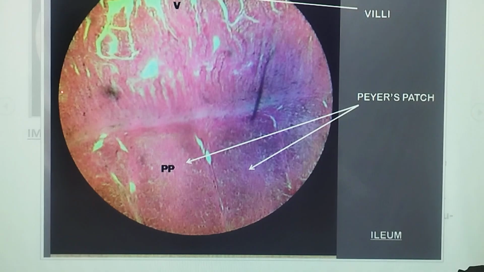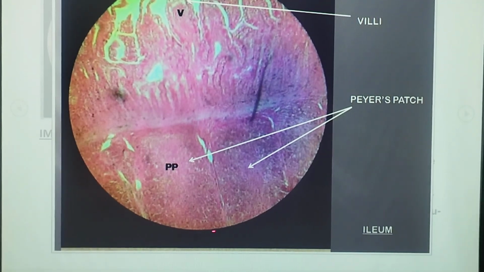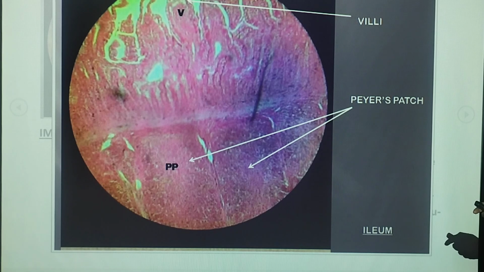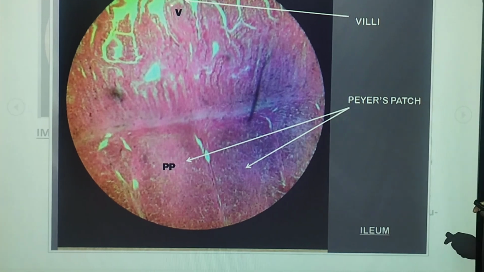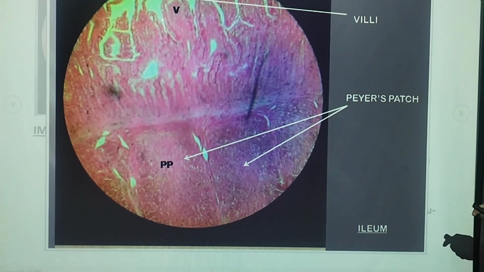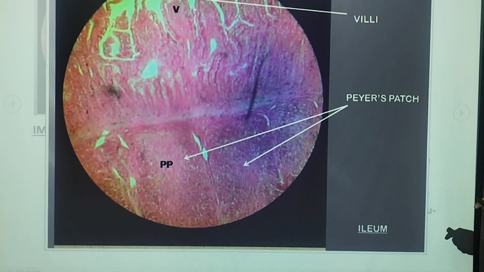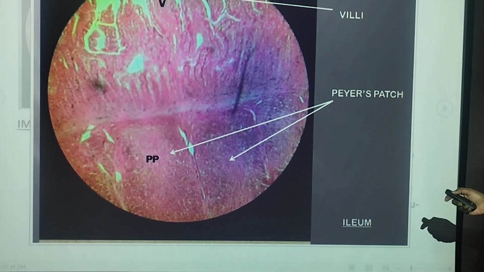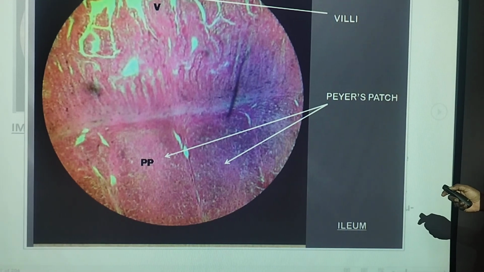So this is the actual photomicrograph of the ileum. So what are you seeing in the ileum? The first thing you have to see is the finger-like projections, that is the villi. So villi are there, and you can see the lining epithelium is simple columnar epithelium, and you can see plenty of goblet cells, more than what you saw in duodenum and jejunum.